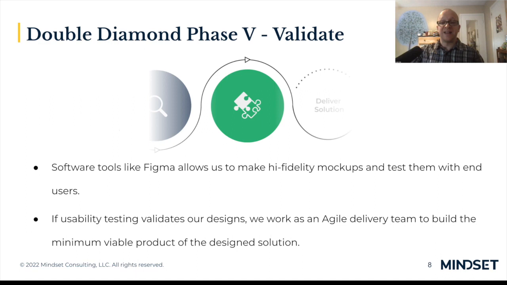And last, validate. With a design in mind, we turn to software design tools like Figma to make high-fidelity mockups of screens. We then test them with end users to validate that our solution hits the mark. Once validated, we work as part of the Agile delivery team to build the minimum viable product, or MVP, of the solution and iterate upon it as needed.